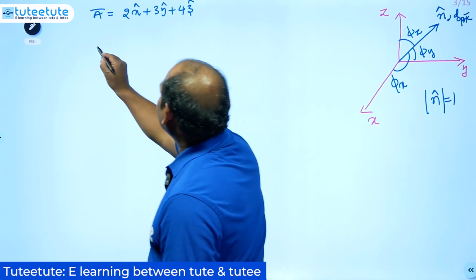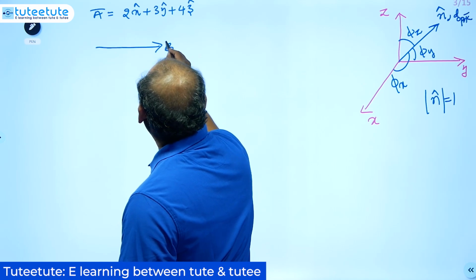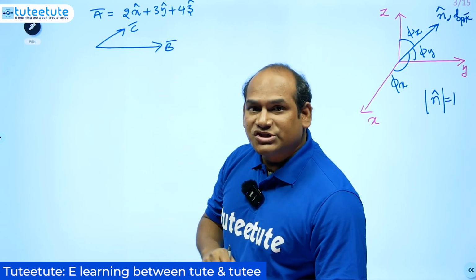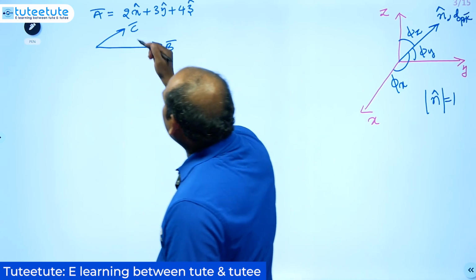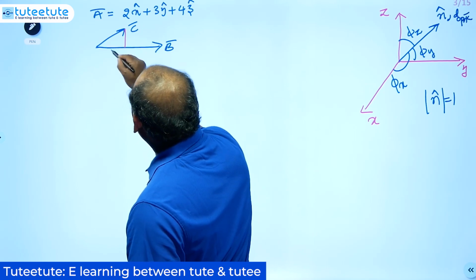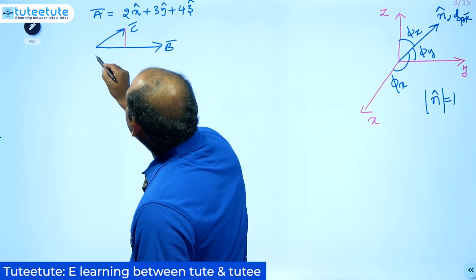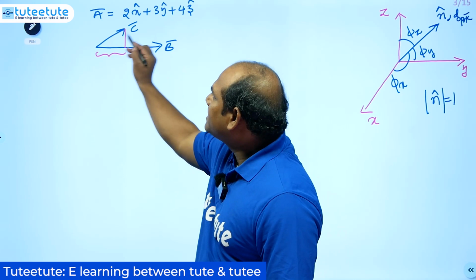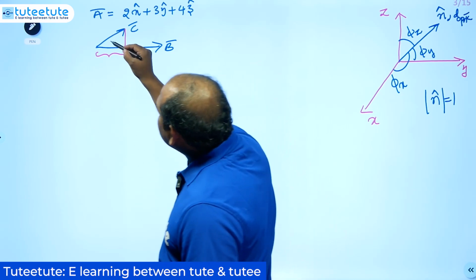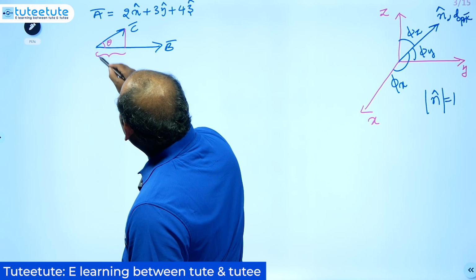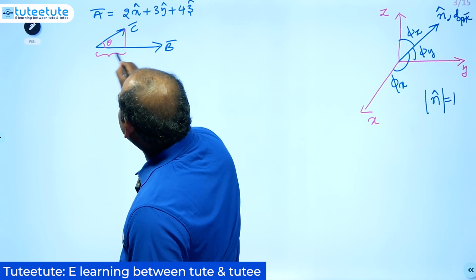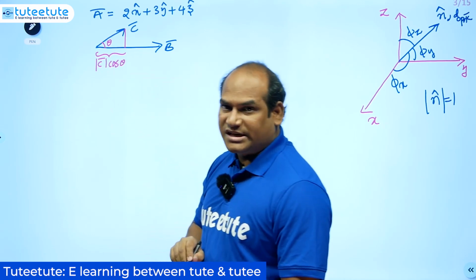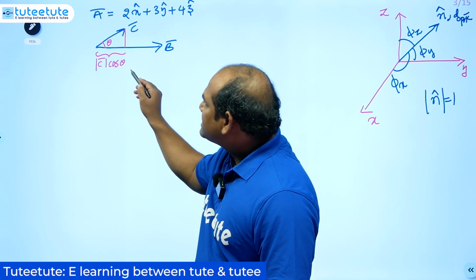For example, this is the b bar vector and here I have the c bar vector. How to get the projection? What is the meaning of the projection? We have to draw one perpendicular from the c bar on b bar. Then this length is called the projection of c bar on b bar. That is the terminology we need to use here. And if you assume theta is the angle, then according to this right angle triangle, we can take this length as mod c cos theta. So from here to here it is mod c cos theta.